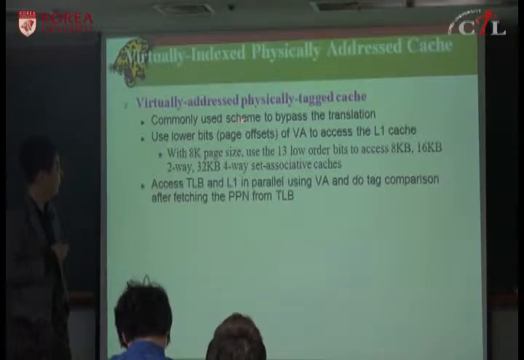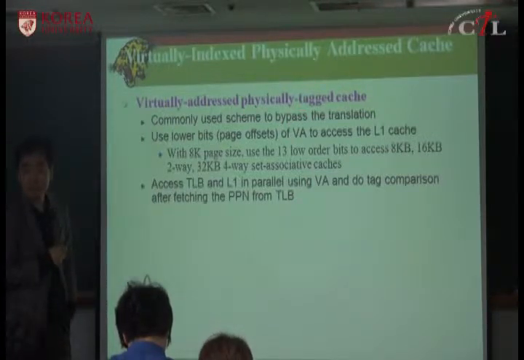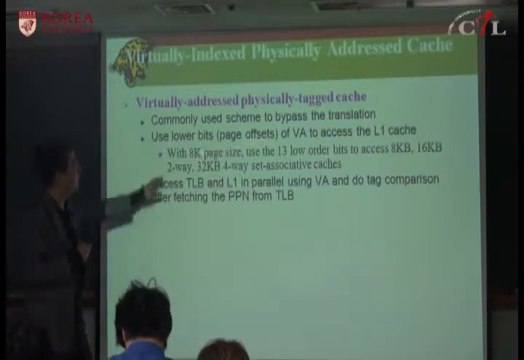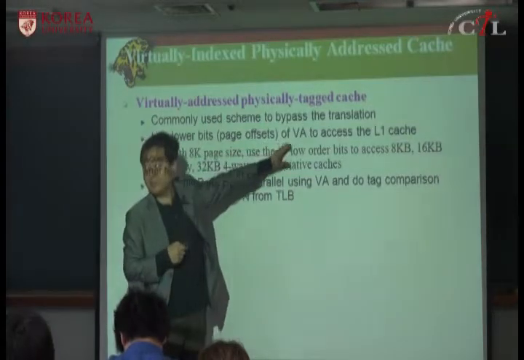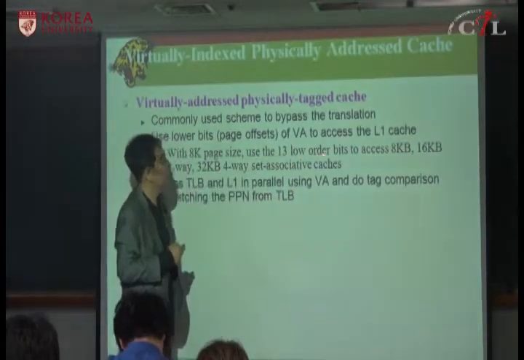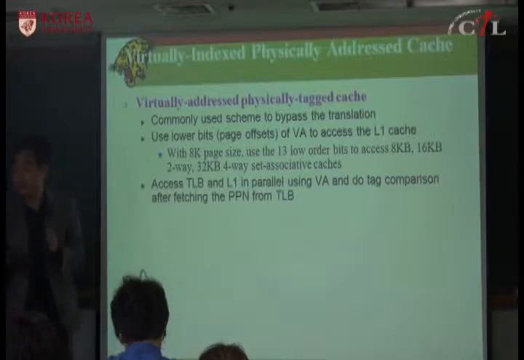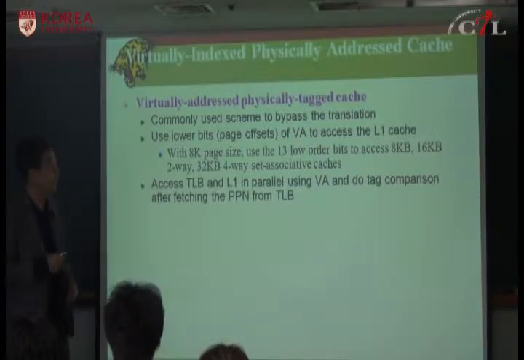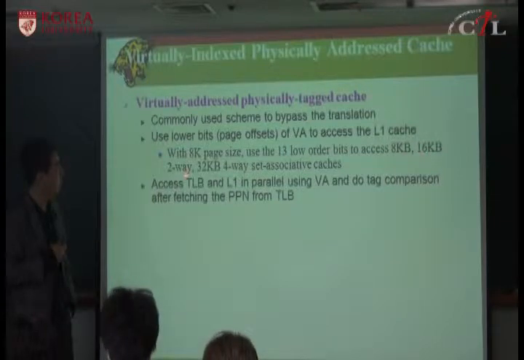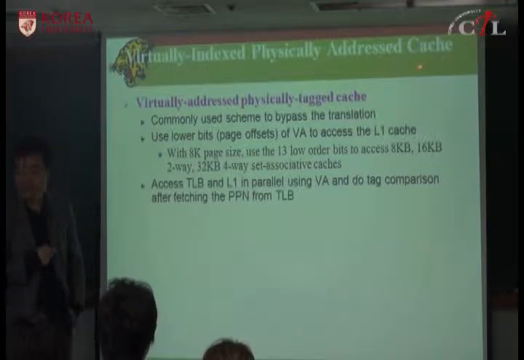It's a common scheme to bypass. So it has somehow bypass meaning, but use the row bits, because the row bits of the virtual address are the same as the physical address. So access that on the cache. If you have an 8 kilobyte page, you can use row 13 bits. This is the physical address, same as in the physical address. So you can access an 8 kilobyte direct mapped cache, or a 16 kilobyte 2-way associative cache, or a 32 kilobyte 4-way associative cache.